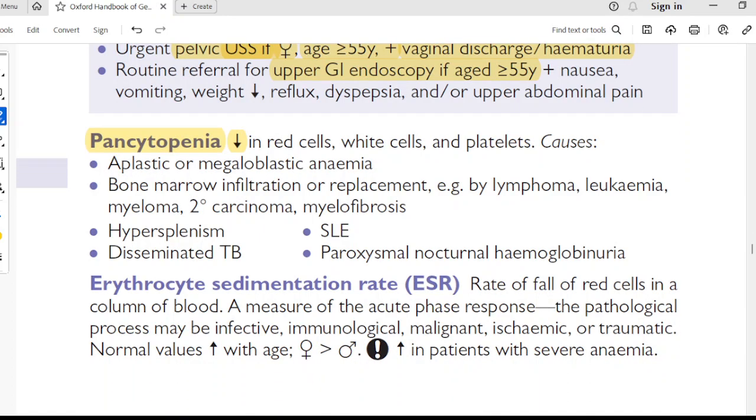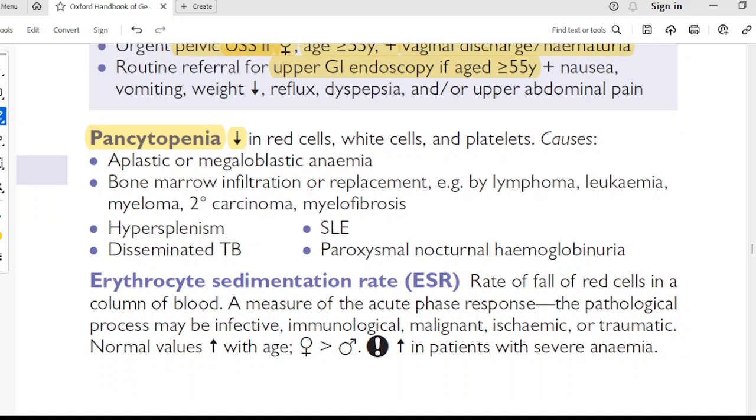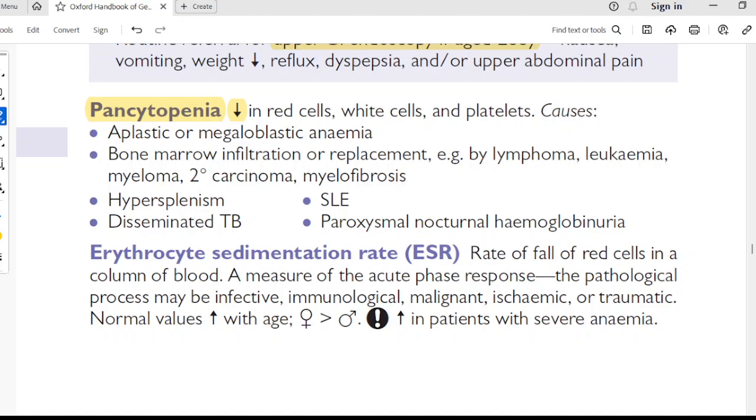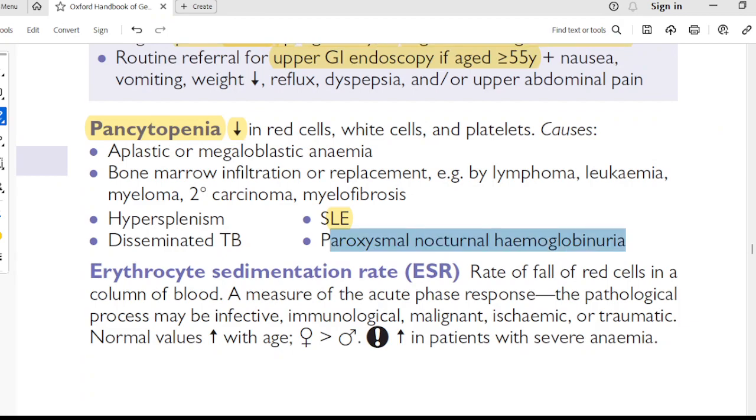Pancytopenia: decrease in red cell counts, white cell counts and platelets. Causes are aplastic anemia, parvovirus B19, or megaloblastic anemia. Bone marrow infiltration or replacement by lymphoma, leukemia, myeloma, secondary carcinoma or myelofibrosis can also cause pancytopenia, because there is no space. It is infiltrated by fibrosis or by lymphoma or leukemia cells. That is why there is no space for producing normal blood cells. Hypersplenism, disseminated tuberculosis, SLE. SLE is a cause of pancytopenia. Paroxysmal nocturnal hemoglobinuria is one of the causes of pancytopenia.